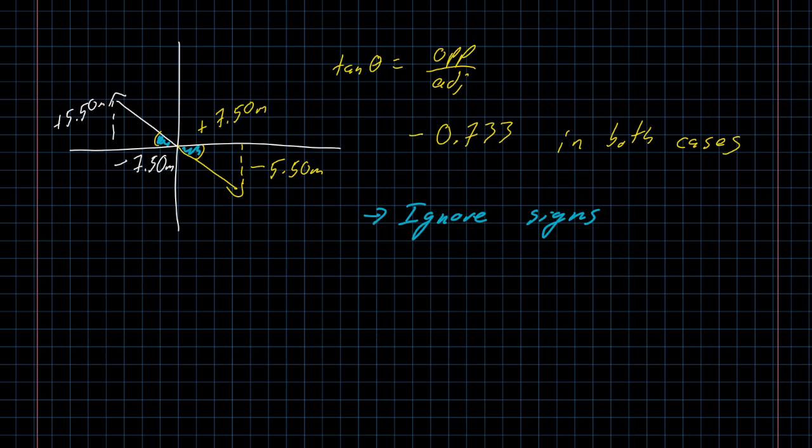So there's a couple of different ways you can think about this. Mathematically, they all work out the same. The way I think about it is let's ignore the signs. Let's ignore whether the components are positive or negative in the first place, and we'll just worry about the fact that this ratio comes out at 0.733.